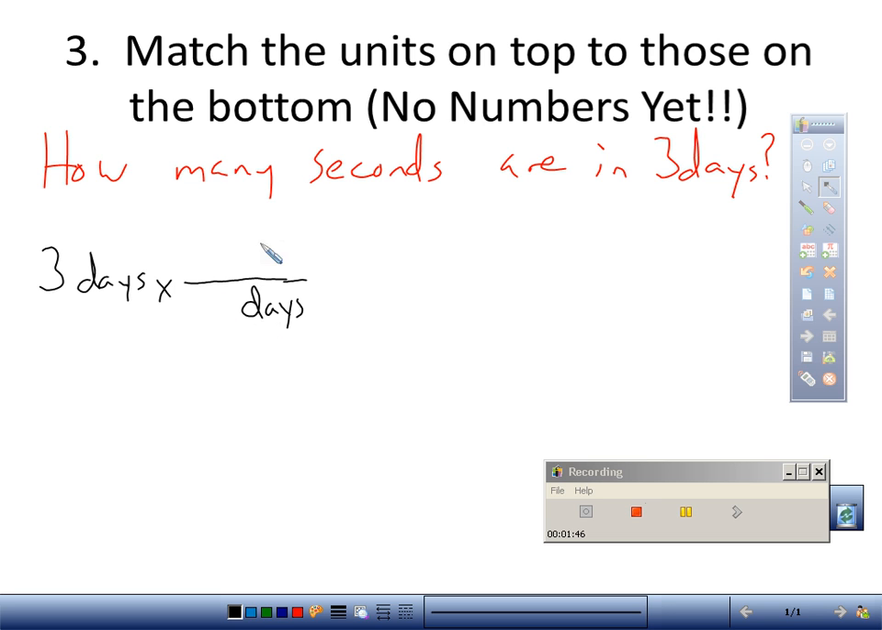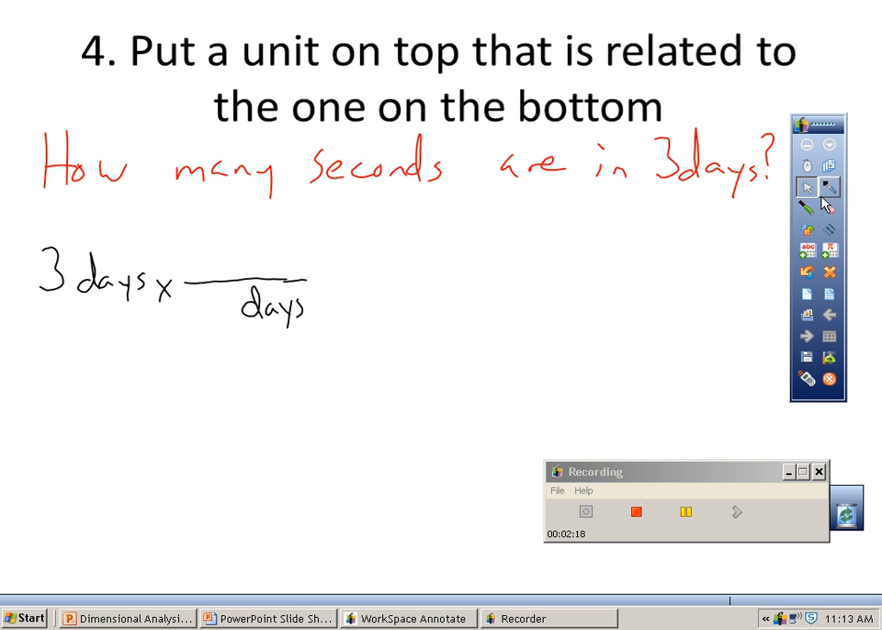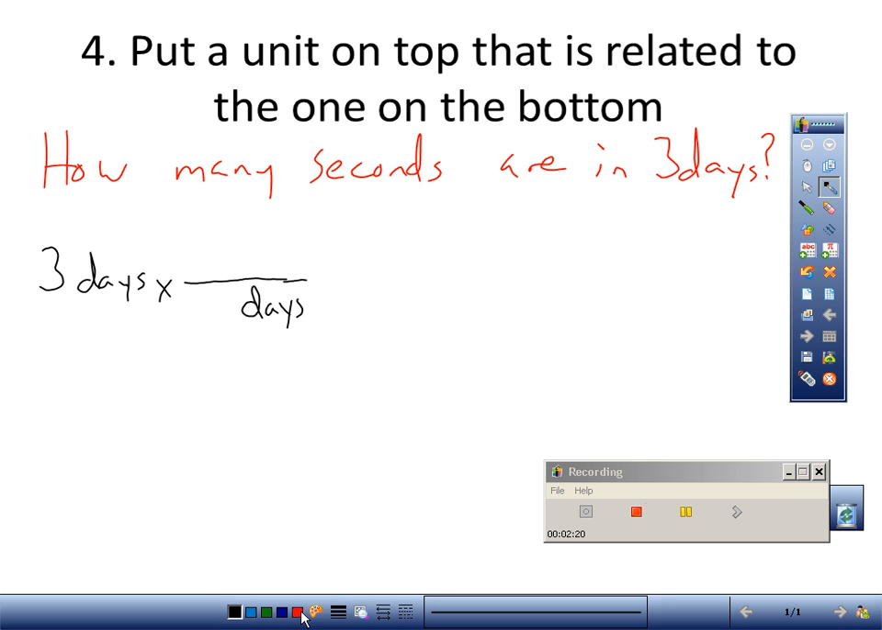Okay, so next I want to figure out what goes on top. So rule number 4 says put a unit on top that is related to the one on the bottom. Now I have to use a little bit of logic here, and I have to figure out, well, what's related to days that will help me get to my answer of seconds. I'm trying to get to seconds. I want to convert days to something. I can't convert days to seconds. I don't know that ratio. But I can go from days to hours. Because I have a big unit here, and I want to get to a smaller unit here. Days to hours is going in that direction.